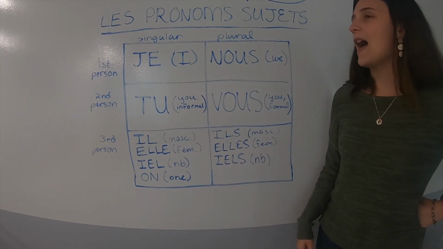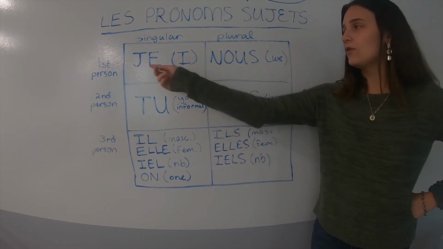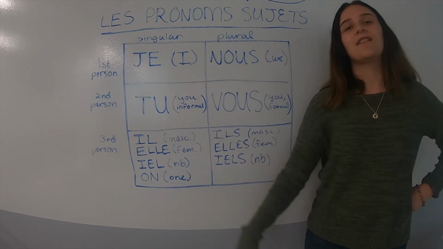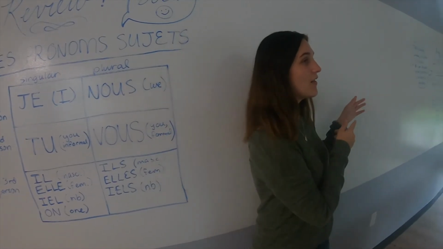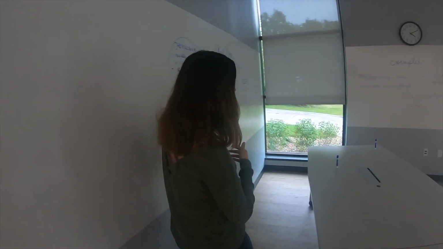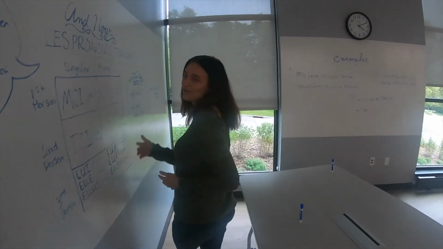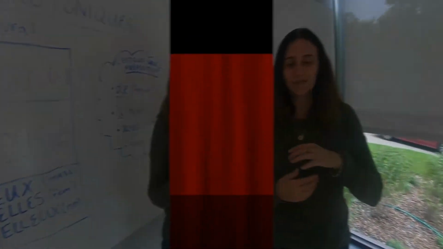So if I were to say I go, I'm saying je vais. That's how we use it in a sentence. So we're gonna take it on over to this side of the board where I'm gonna show you all the new stuff that you're gonna learn, all right?